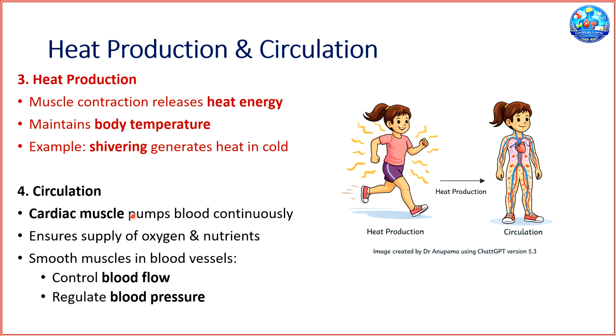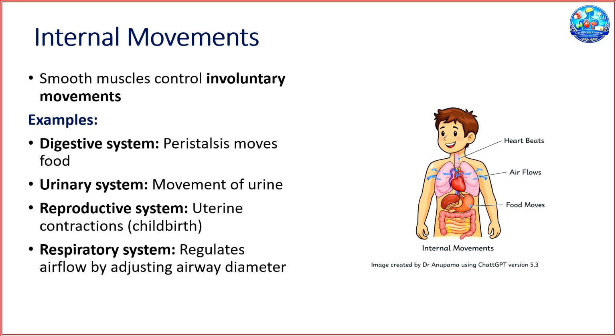Next one is circulation. The cardiac muscles which are found in the heart contract rhythmically to pump the blood throughout the body, ensuring that oxygen and nutrients are delivered to all the tissues. The smooth muscles in the walls of blood vessels regulate the diameter of the vessels and thereby control the blood flow as well as regulate blood pressure.